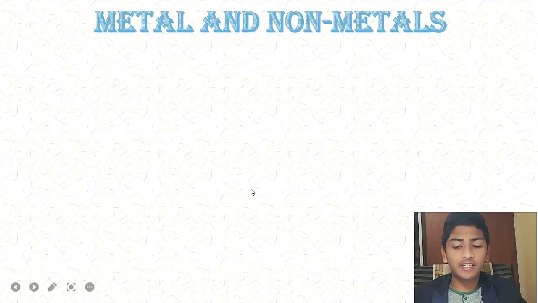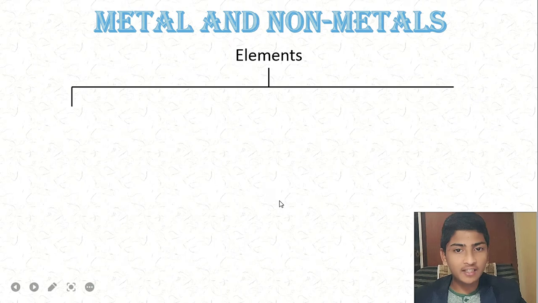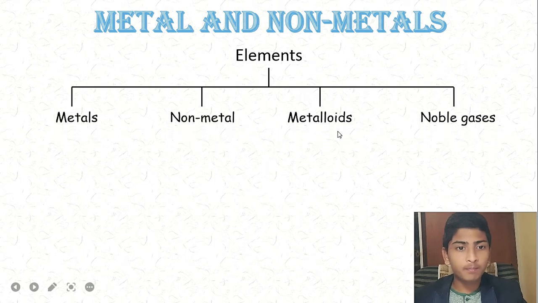Today we are going to discuss the topic metals and non-metals. These metals and non-metals come under the elements. Now let's know how these are divided in the periodic table. If these are the elements, they are subdivided into four categories: metals, non-metals, metalloids and noble gases.